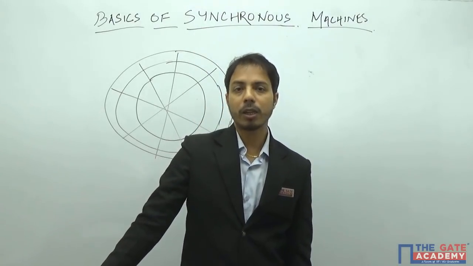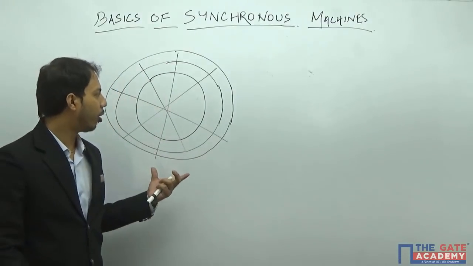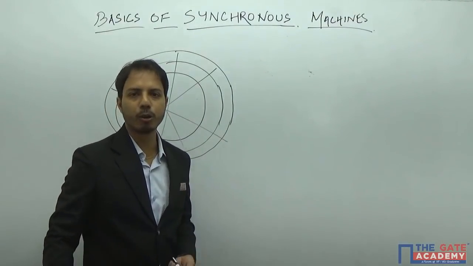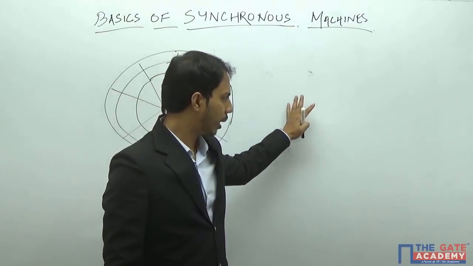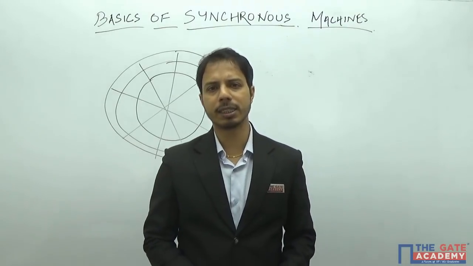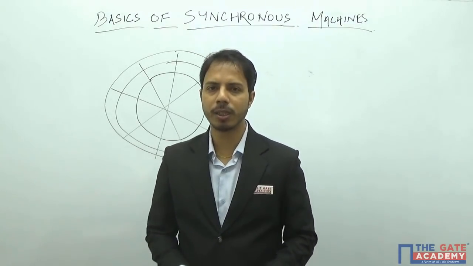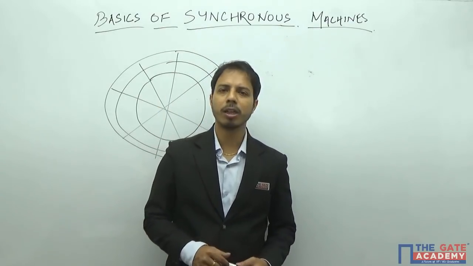we have to analyze both the rotors in a different way. Now as far as GATE is concerned, the analysis of the cylindrical rotor is very, very important. The analysis of salient pole rotors is not as important as compared to the cylindrical rotor, but there are some topics which can be asked from this particular rotor.